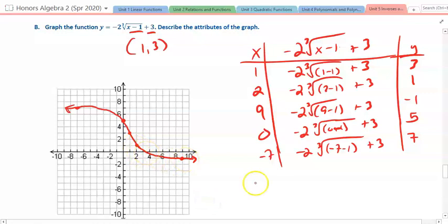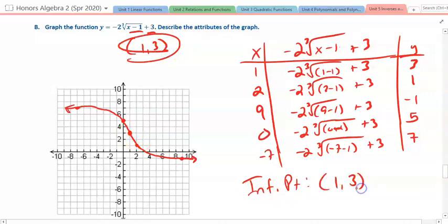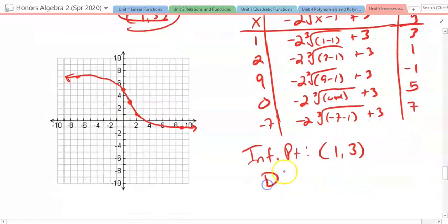And so attributes of the graph, where is our inflection point? That's one of our big attributes here. So the inflection point, where's it at? It's right here. It's where we found here. It's at 1, 3. Domain and range. What's our domain and range? Well, for both, it's all real numbers, right? Negative infinity to positive infinity.